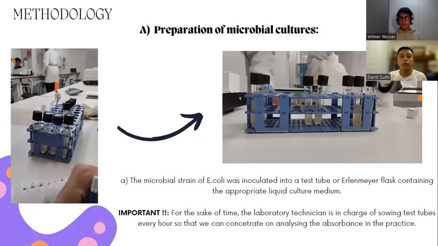In this case, I will talk about the methodology about this practice. In this practice, we divided it into different parts, in this case 4 parts. The first part is preparation of microbial cultures. In this case, the microbial strain of E. coli was inoculated into the test tube or Erlenmeyer flask containing the appropriate liquid culture medium.